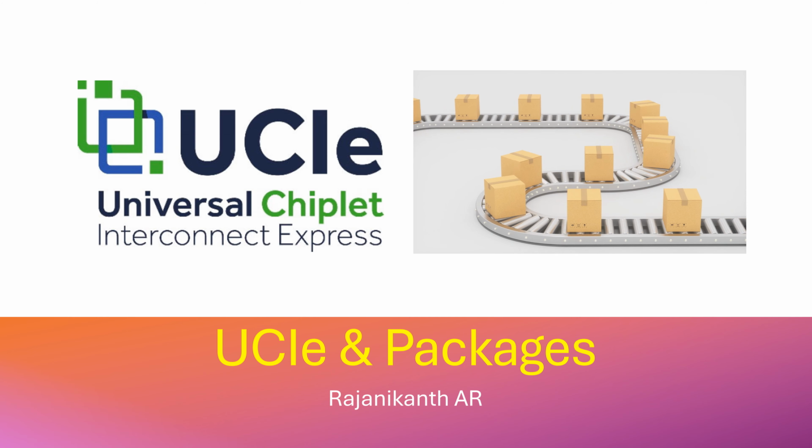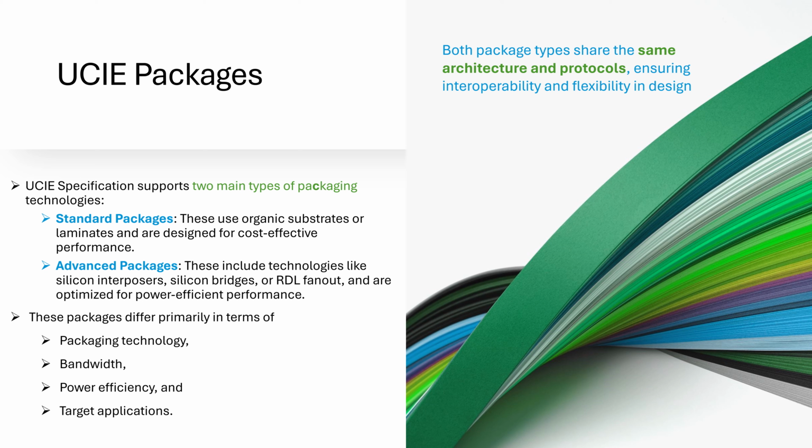The UCIe specification supports two main types of packaging technologies. The first one is standard package, the second one is advanced package. These packages differ primarily in terms of packaging technology, bandwidth, power efficiency, and target applications. Both package types share the same architecture and protocols, ensuring interoperability and flexibility in the design. In the upcoming slides, let's focus on how the packaging technology is different for these two packages.